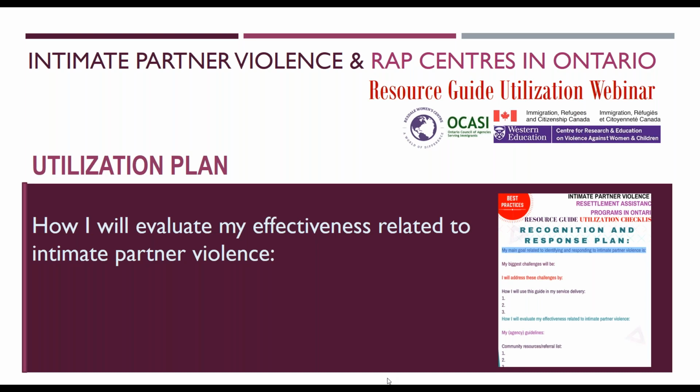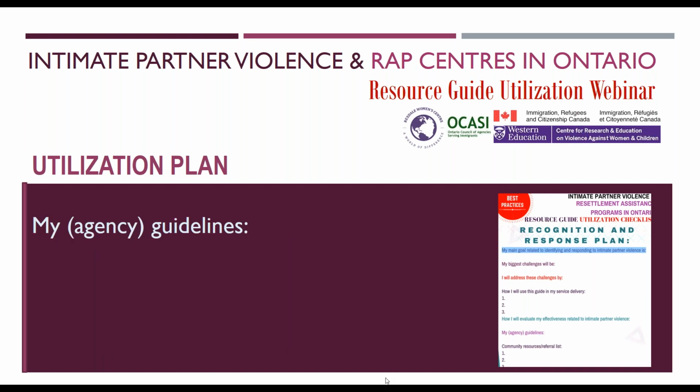How I will evaluate my effectiveness related to intimate partner violence. So think about your own evaluation, where you are now and where you want to be within the next few months. So think about your personal evaluation about this issue. My agency guidelines. Think about your agency's protocol and policies about IPV, how your agency is tackling the issue, how you're addressing this issue in your own sector.